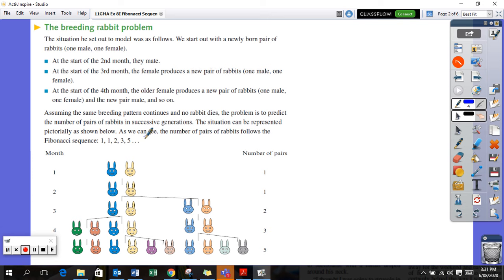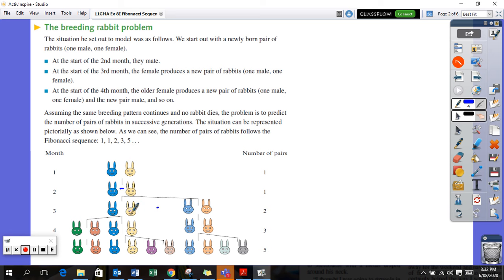So this is the rabbit breeding problem. So they're born and after 2 months they mate. At the start of the third month, the female produces a new pair of rabbits, one male and one female. So month 1, we've got a pair of rabbits. And month 2, we've got the same pair of rabbits, but at the start of that month they mate, and at the start of the third month they breed a new pair of rabbits, one male, one female, nicely colour coded. Males are blue, females are pink.